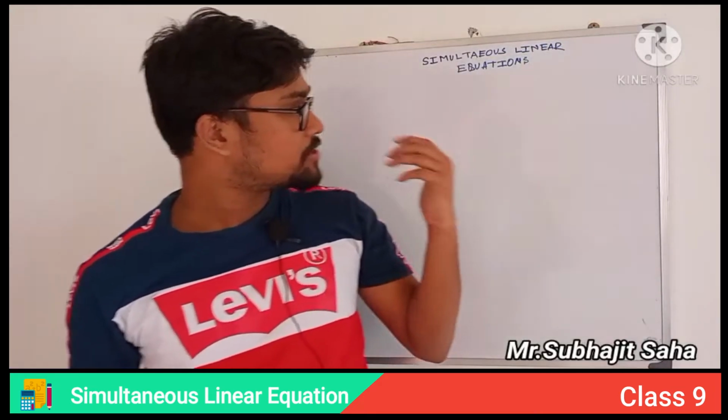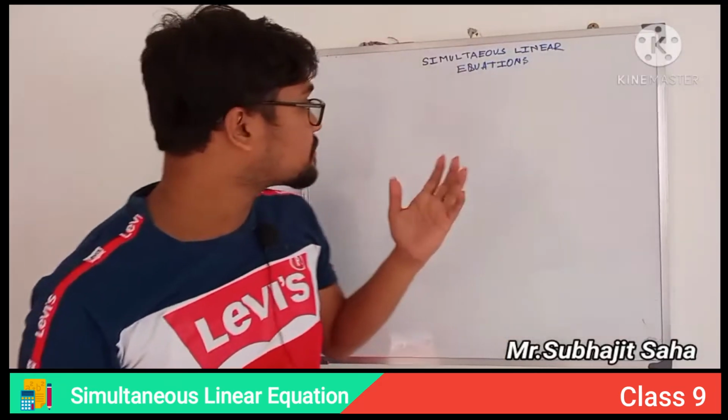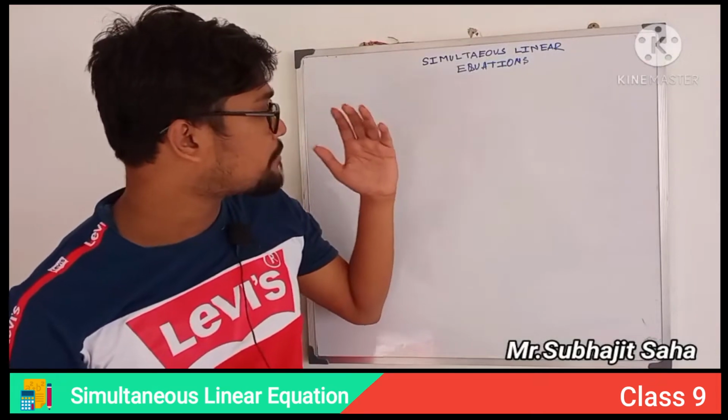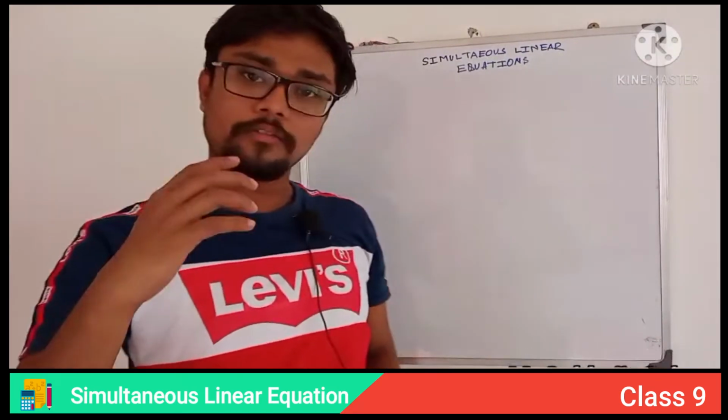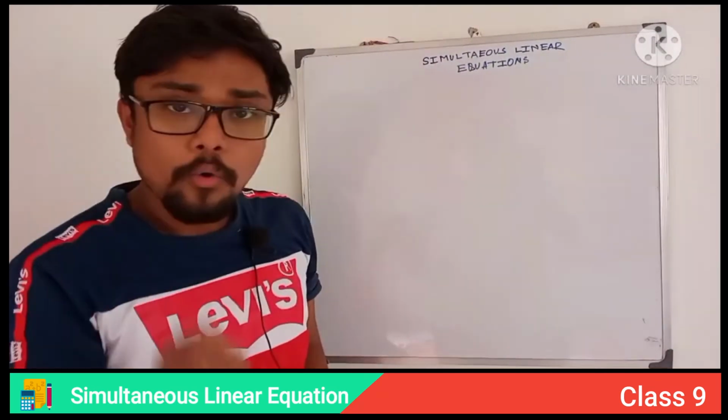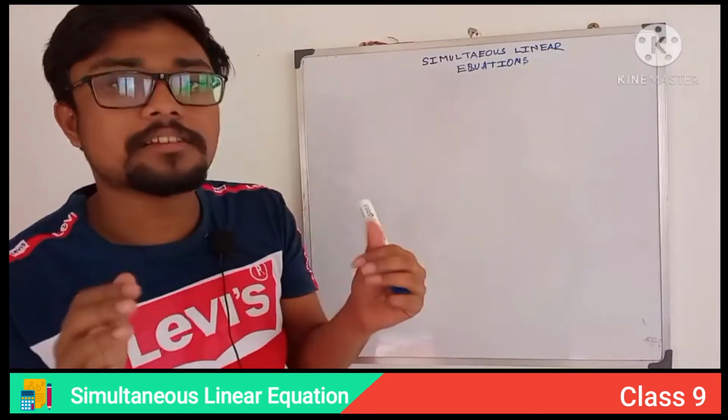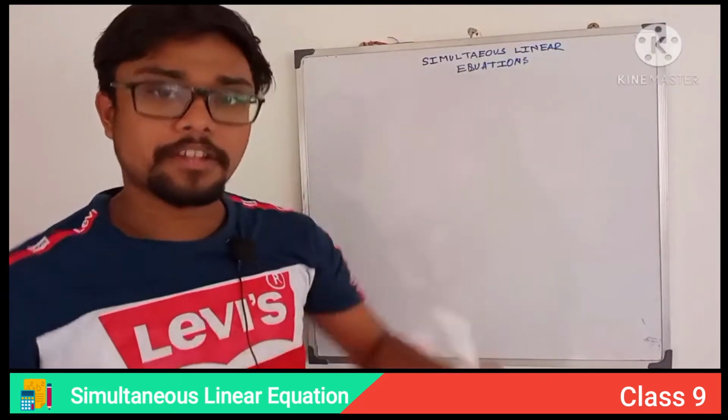Today's lecture is on the basis of class 9. The name of the chapter is simultaneous linear equations. In class 8, we solved for the value of x with one variable. But now, what is the meaning of one variable? What is the meaning of constant?